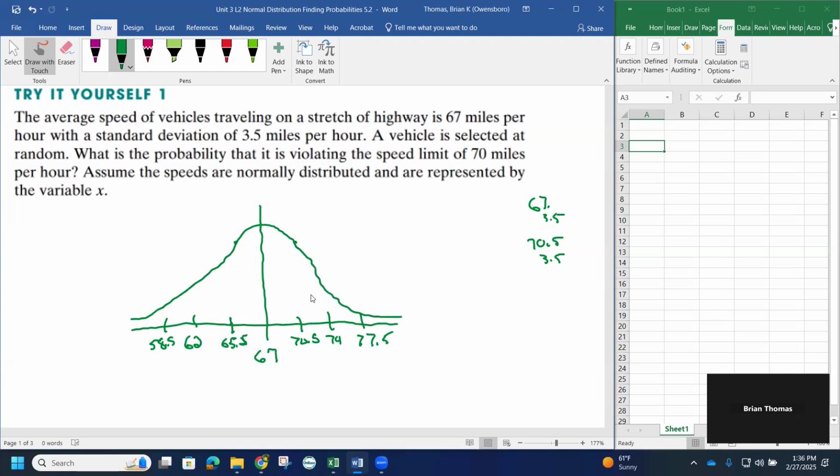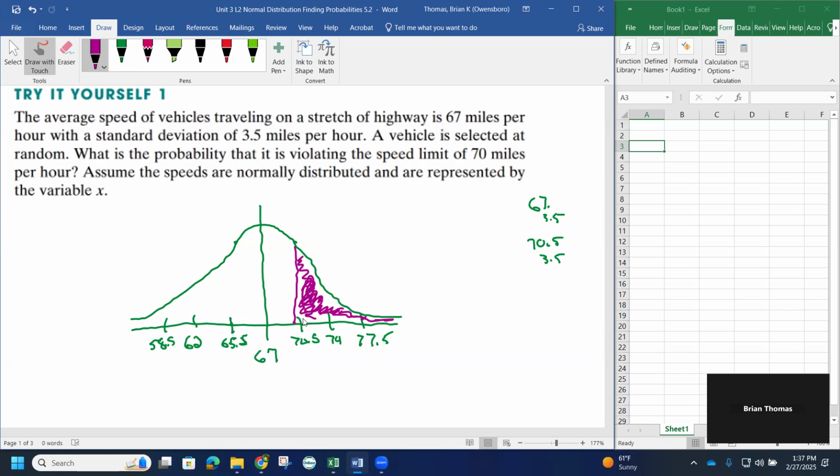So our question is, what's the probability that they're violating the speed limit of 70 miles per hour? So what they're talking about is 70 is about here. So what they're asking for is what's the probability of being greater than 70 miles an hour? So they're looking for this.